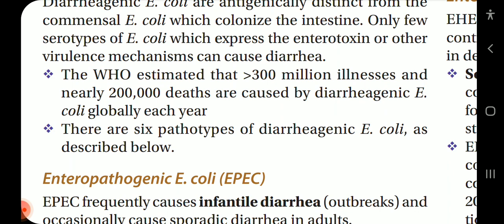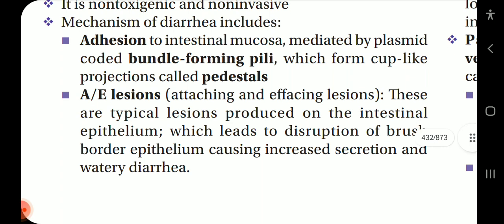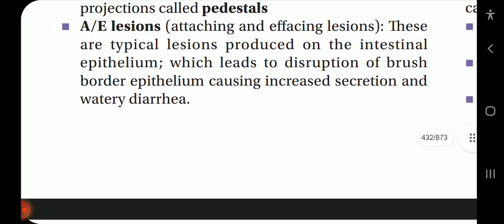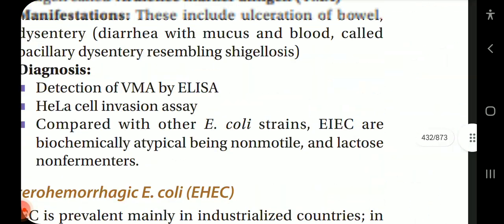There are 6 pathotypes of diarrheagenic E. coli as described below. Enteropathogenic E. coli, EPEC, frequently causes infantile diarrhea outbreaks and occasionally causes sporadic diarrhea in adults. Person to person spread is seen. It is non-toxigenic and non-invasive. The mechanism of diarrhea includes adhesion to the intestinal mucosa mediated by plasmid coded bundle forming pili, which form cup-like projections called pedestals. AE lesions, attaching and effacing lesions, are typical lesions produced on the intestinal epithelium, which lead to the disruption of the brush border epithelium causing increased secretion and watery diarrhea.